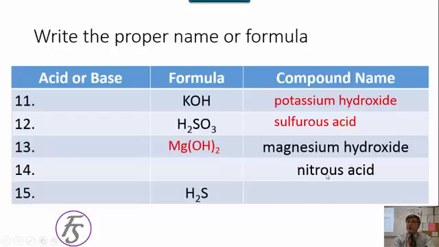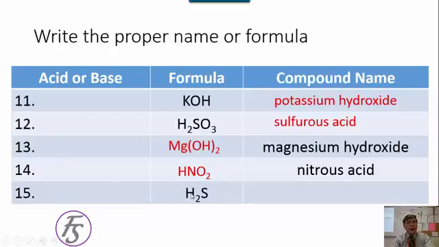Number 14, nitrous acid. So we have an OUS ending here. So that means that it must have been ITE in our polyatomic ion list. So NITR and then ITE, so that's nitrite, which is NO2. NO2 has a charge of -1. So to be an acid, there would be 1 H. So HNO2 is nitrous acid.